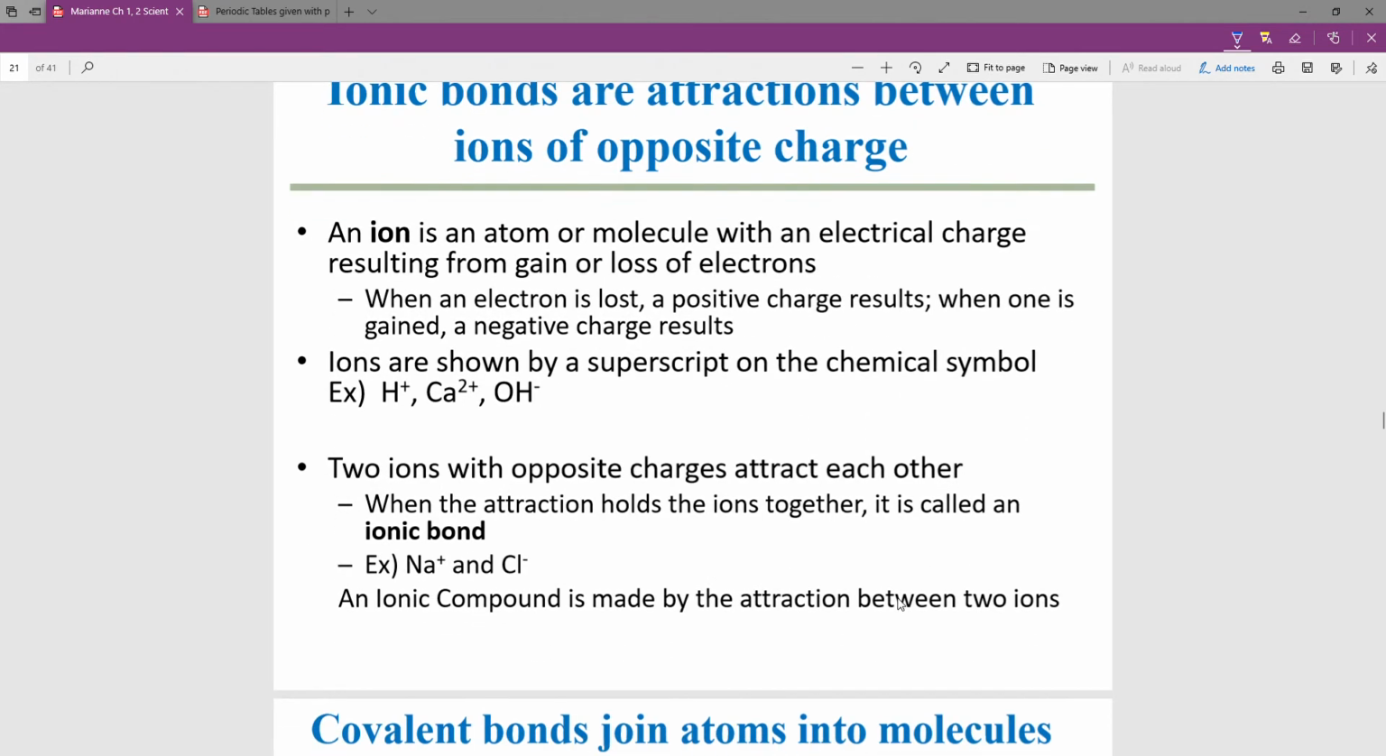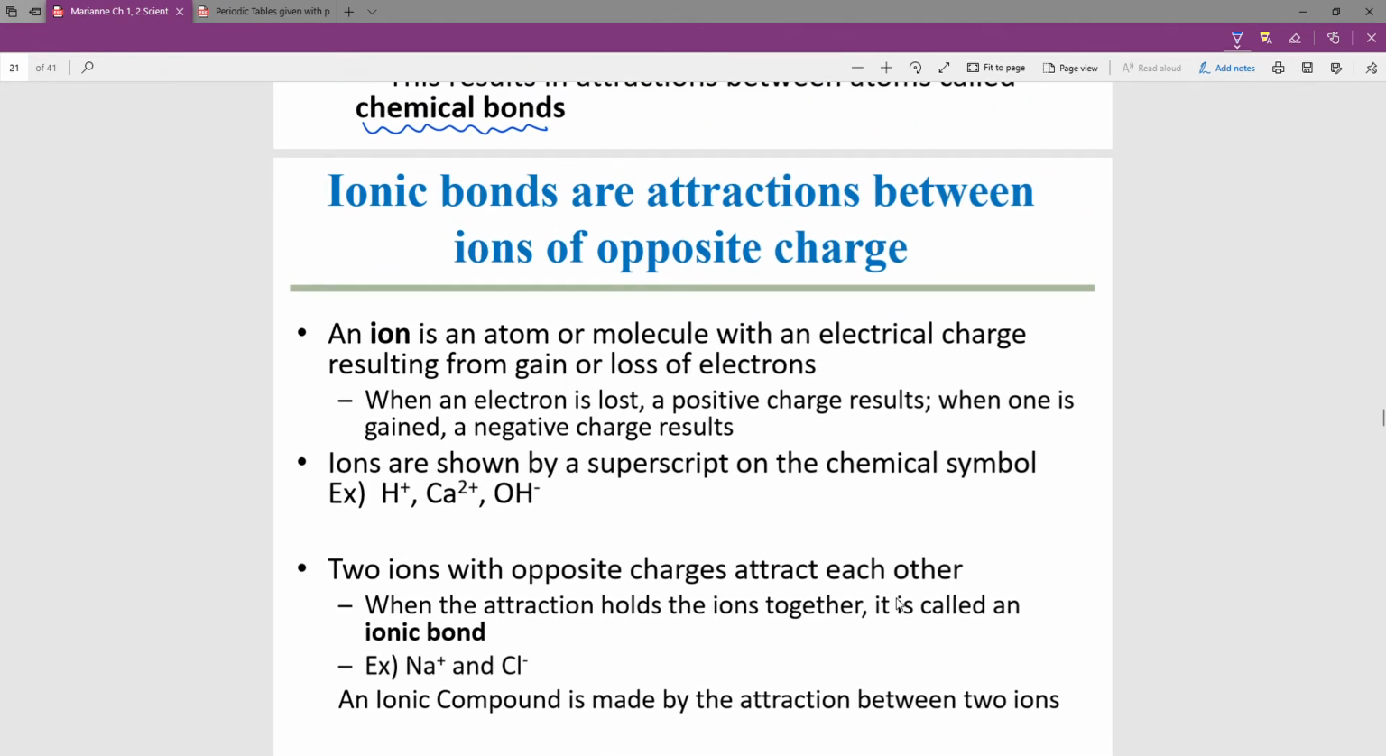We're going to start with a kind of bonding called ionic bonding. Ionic bonding comes about because of ions. Ions are atoms that have either gained or lost electrons because they wanted to be happy, they wanted a complete shell. If ions have an opposite charge, so one's positive and one's negative, then they're going to attract each other. Here it says an ion is an atom, or technically a molecule, with an electric charge because it has either gained or lost electrons.